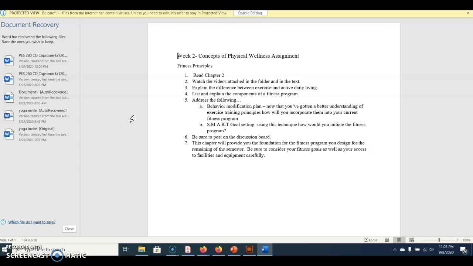Active daily living is cleaning your house, walking your dog, moving up and down the steps, lifting, carrying, whatever it is that you need to do, cutting your grass, maybe riding your bike around the neighborhood, playing with your children, your siblings, going out and playing some pickup basketball or rollerblading. Whatever activity you do, that's active daily living.